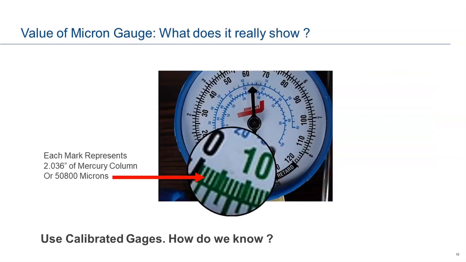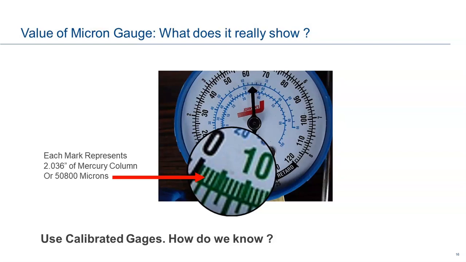This is a neat slide. It's showing you, if you're pulling down with a compound gauge or refrigerant gauges, what your accuracy is. I didn't know this before I got here, but between every hash mark, we all know that it's 2 inches of mercury. What I didn't know is that 2 inches of mercury between those hash marks is the equivalent of 50,800 microns. Now think about that. We just said we wanted 500 microns, and between that hash mark is 50,800 microns. That's a big difference. Close doesn't count.